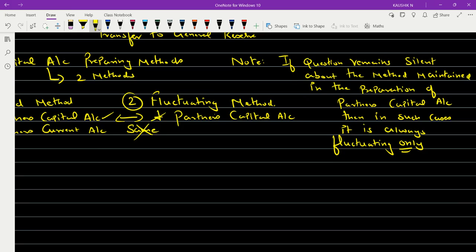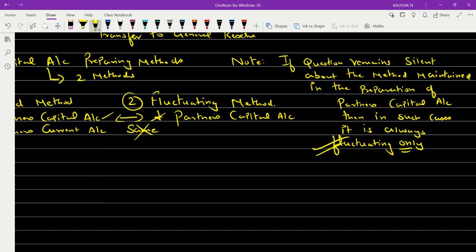If they have not mentioned anything, whether it is going to be done in the fixed method or in the fluctuating method, the question is very silent without mentioning the methods, then in such cases you will always take it for granted as a fluctuating method only. Am I making sense to you?